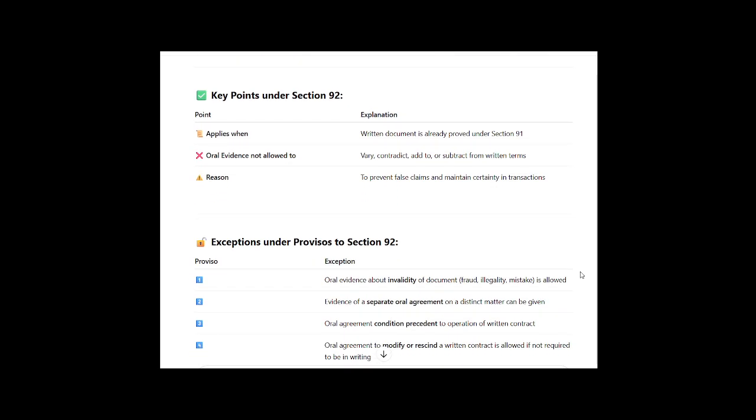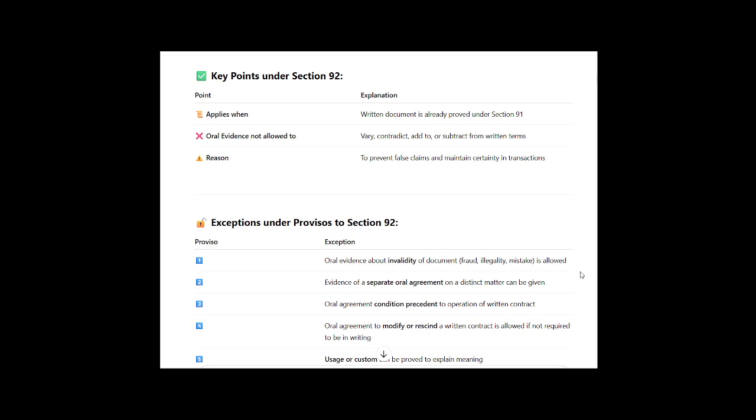Key points under Section 92. Point, explanation. Applies when the written document is already proved under Section 91. Oral evidence is not allowed to vary, contradict, add to, or subtract from written terms. Reason: to prevent false claims and maintain certainty in transactions.